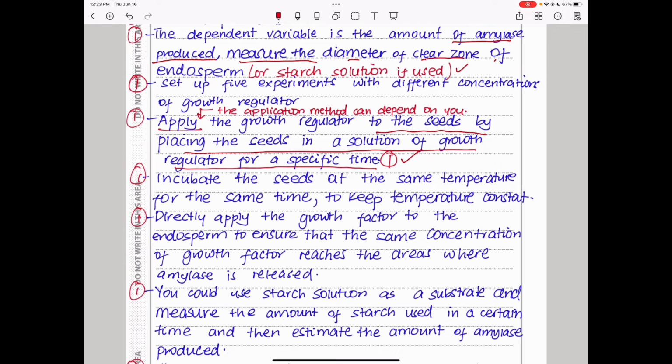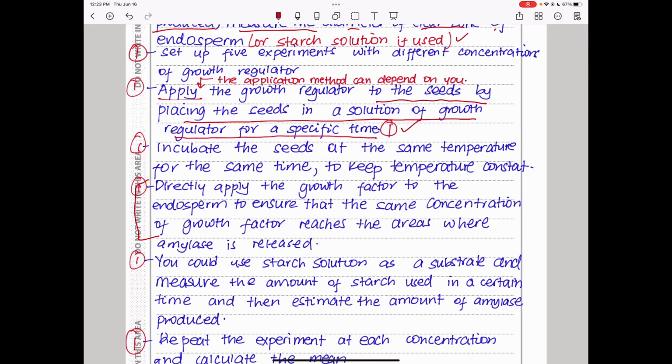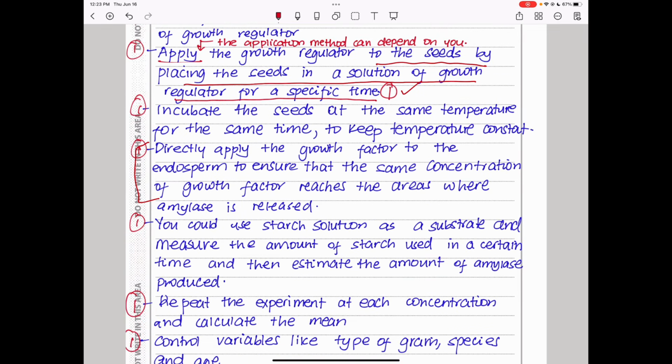And then, if possible, you can directly apply the growth regulator to the endosperm, if you did not soak the seeds in the liquid. And then you could use a starch solution. This part here, again, is similar. You can either use the Petri dish one, or you could use a starch solution.